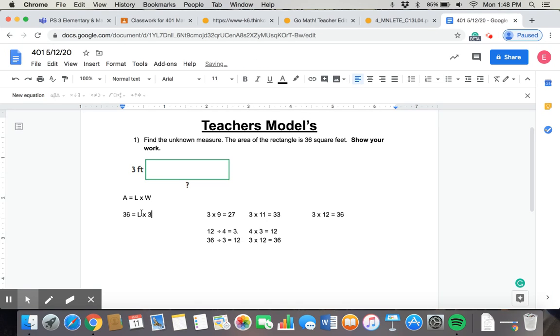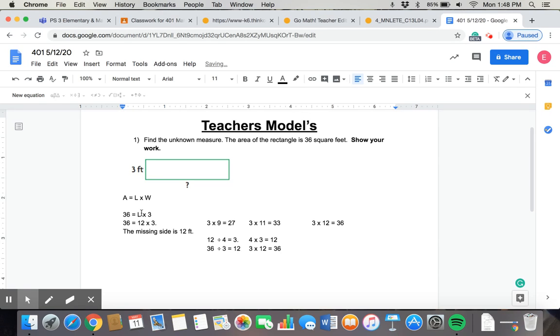So I know that 36 is equal to 12 times 3. So this tells me the missing side is 12 feet.